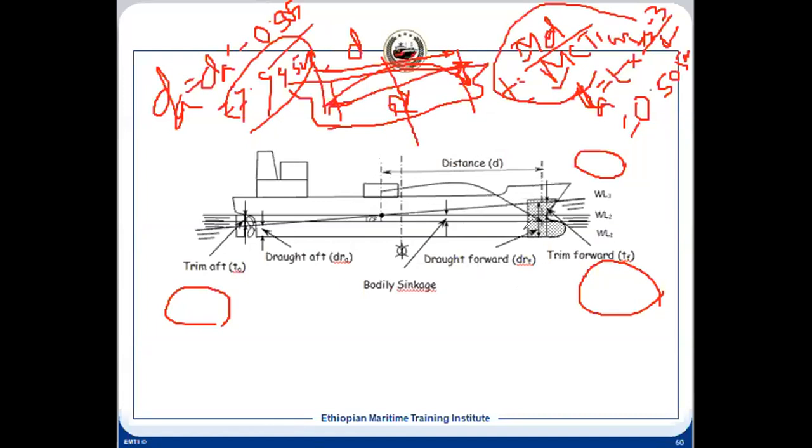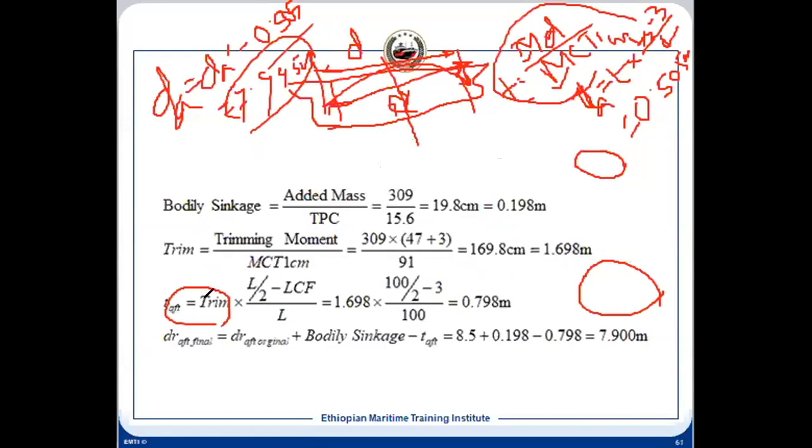So 309 multiplied by this distance is given to us, and divided by, it means distance is given from the midship plus the LCF will have to add. So if you see, this is the 3 meter aft is the LCF. So 47 from the midship is the forepeak tank. So it will be added. And 309 we have added. And we have the MCT 1 centimeter is 91. So we get the trim.